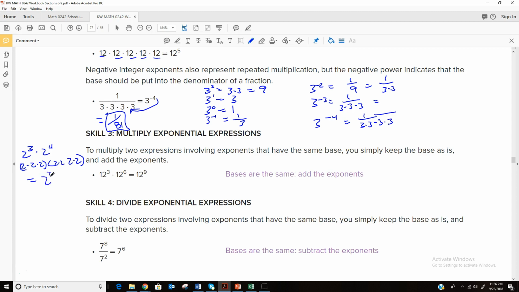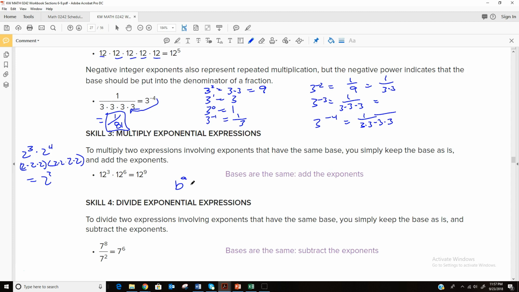So this would be 2 to the 7th. So what's happened in essence is we've ended up adding these exponents because we have this many factors of 2. Then we have 3 factors of 2, then 4 factors of 2. So we end up with 7 factors of 2. So in this case, 3 factors of 12 and 6 factors of 12 would give us 9 factors of 12 if multiplied together.